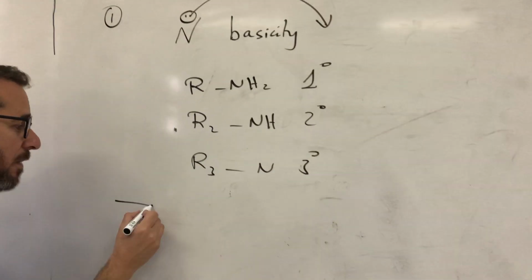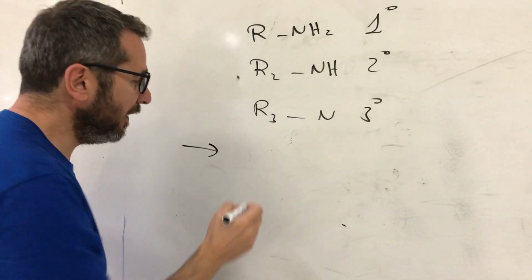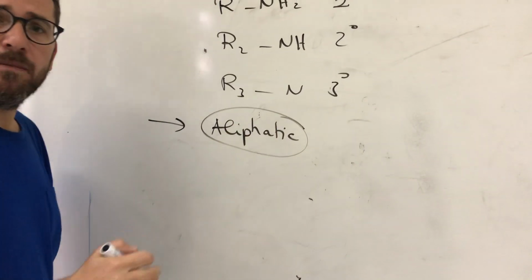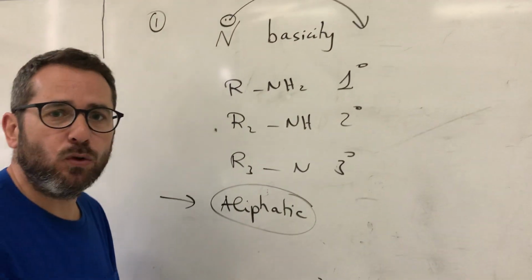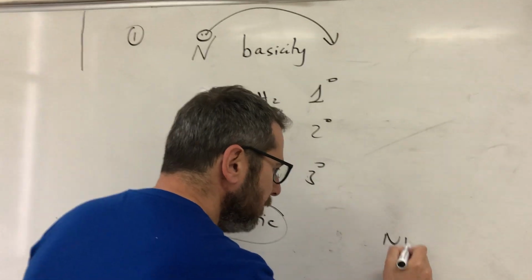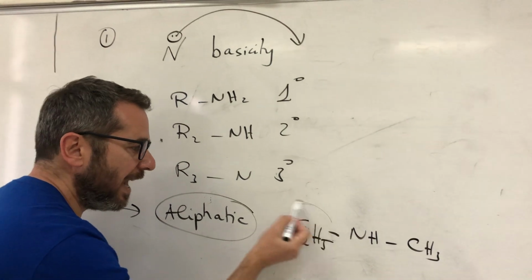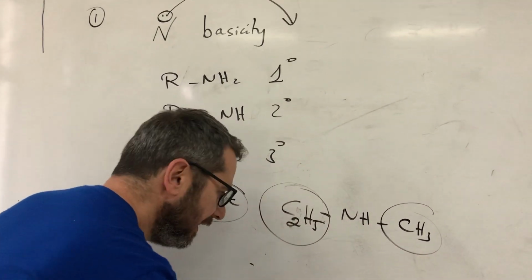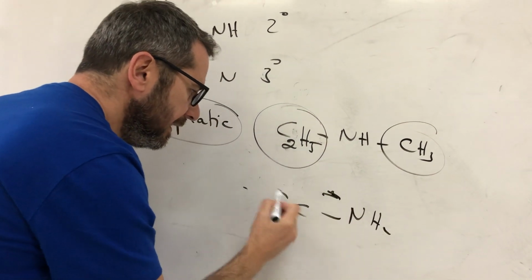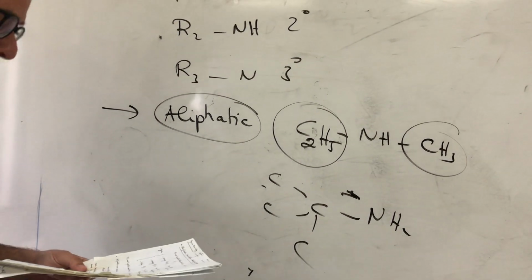Now concerning the name, we will divide naming of amines into different parts. We will start by naming aliphatic amines. So how to name aliphatic amines? We name the alkyl groups attached to the nitrogen plus the word amine. Example, if I take this amine, this is, in alphabetic order, ethyl methyl amine. If I take for example this amine, what is this one? This is tert-butyl amine.